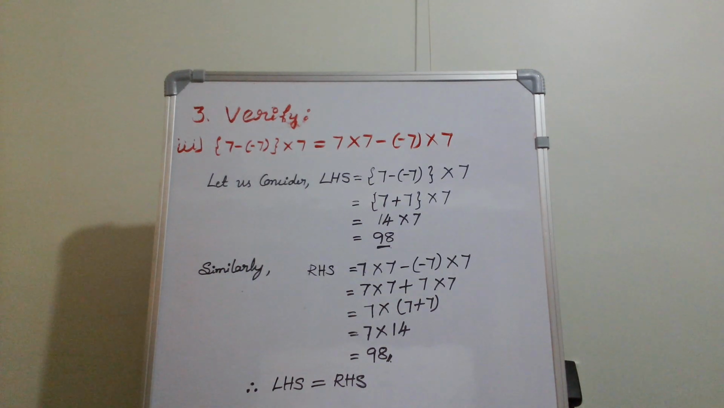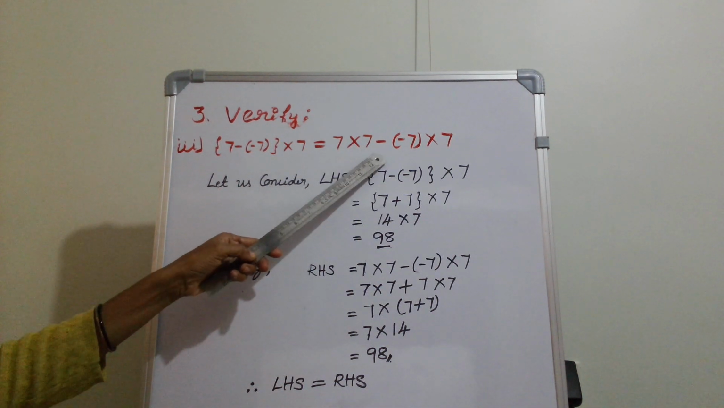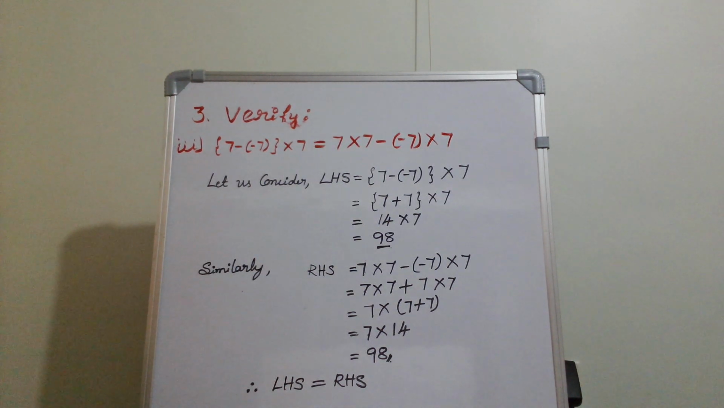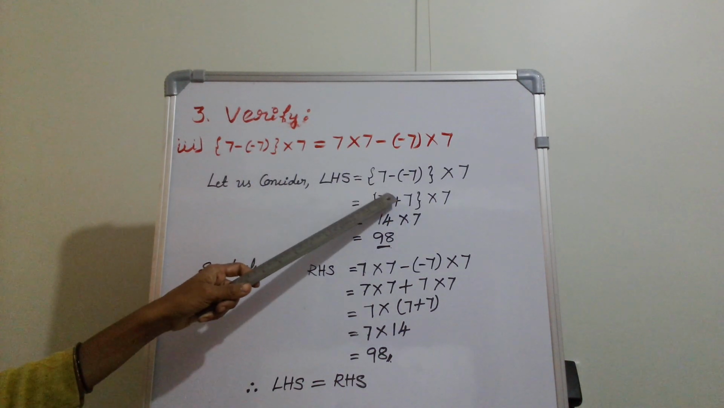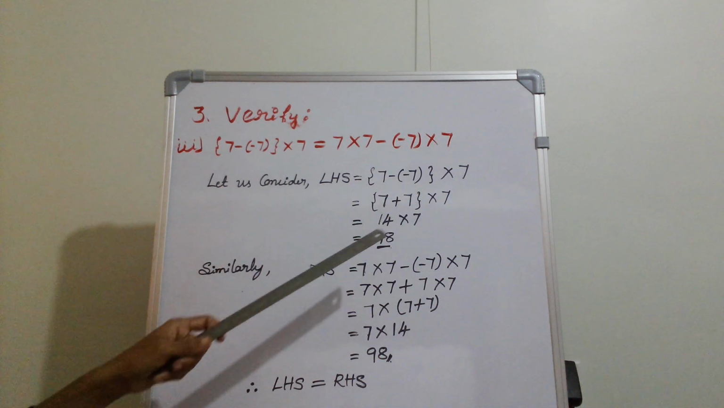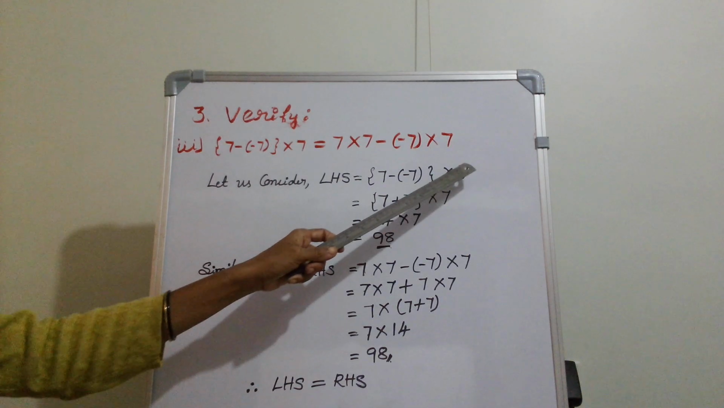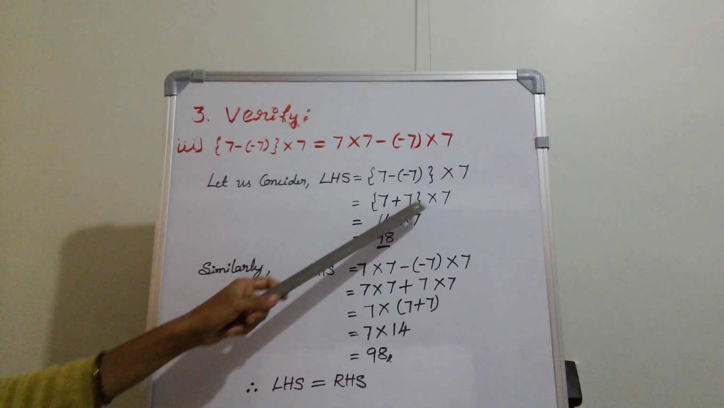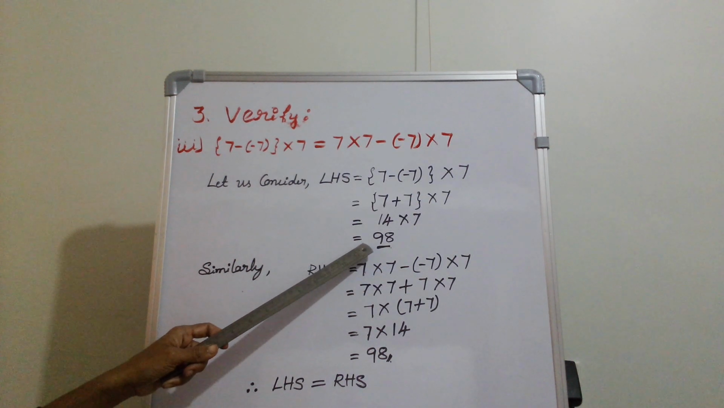Third one is 7 minus of minus 7 into 7, which is equal to 7 into 7 minus of minus 7 into 7. Okay. For this also, let us consider the LHS. 7 minus of minus 7 into 7. Now, minus into minus is plus, into 7, write down as it is. So 7 plus 7 is 14 and into 7. If you multiply 14 into 7, we get 98.